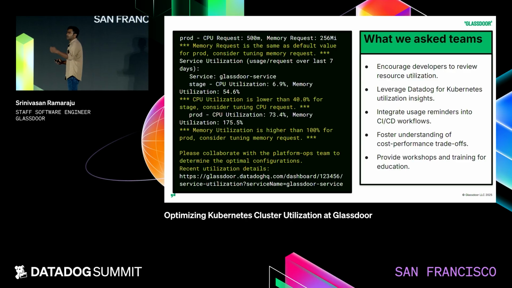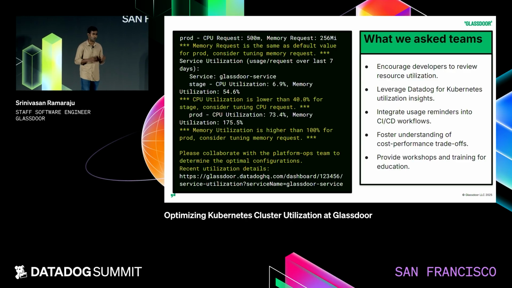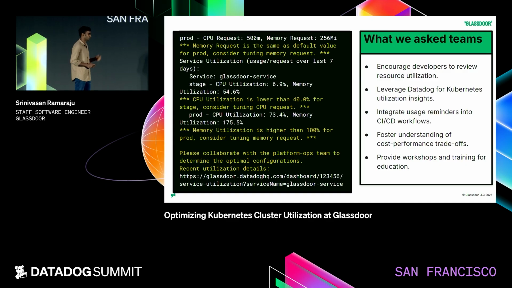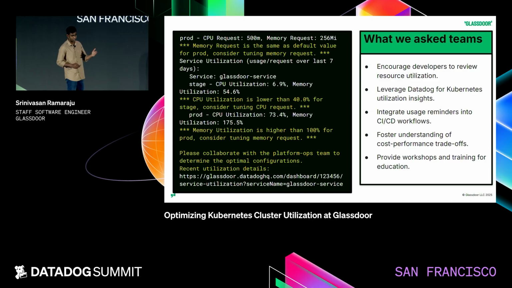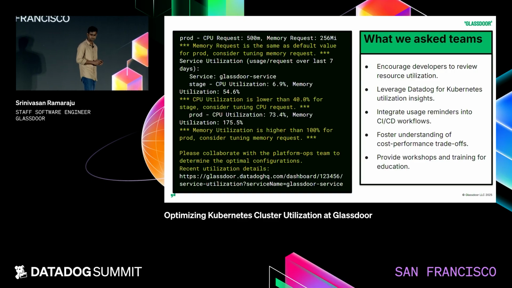Naturally, questions did come up. What is the right size? How many CPUs to use? What memory to set? So we supported our teams with workshops within Datadog, training materials, and documentation to make sure our teams are more comfortable right-sizing.